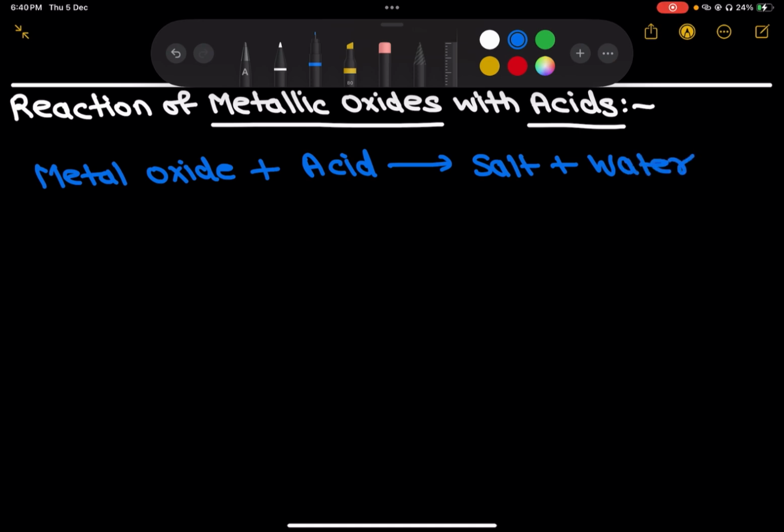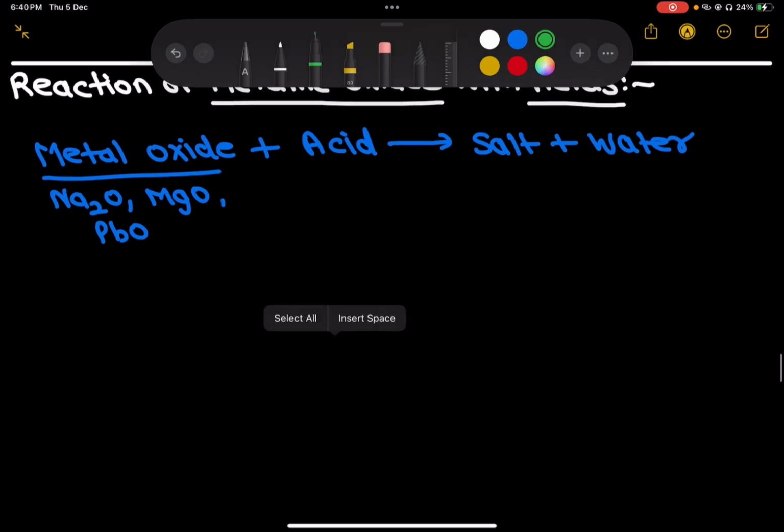Okay, so just a brief information about what metallic oxides are, right? Metallic oxides are basically, for example, Na2O, MgO, PbO, etc. So Na, Mg, Pb, all of these are metals, and when they are combined with oxygen, they form metal oxides. So that's basically what metal oxides are. So metal oxides react with acid to give salt and water. Okay, so let's see some examples and then we'll derive a conclusion from this.